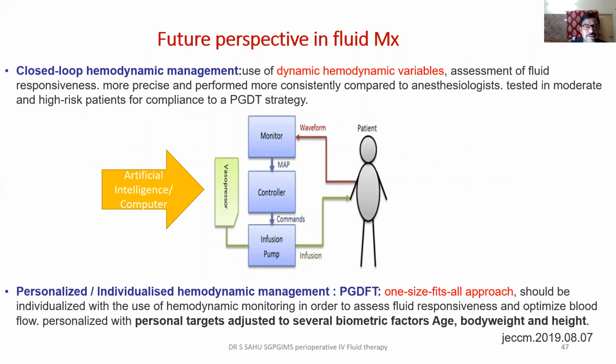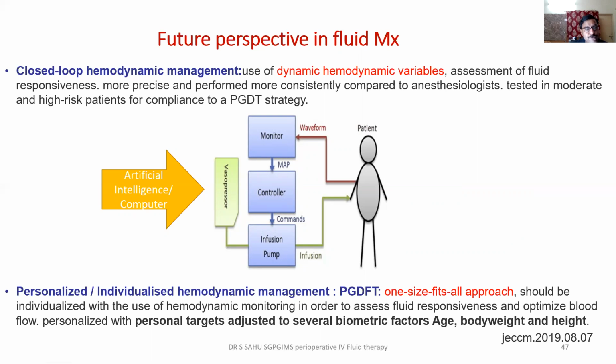The future perspective is closed-loop hemodynamic management. It means the advanced hemodynamic monitoring waveform goes into the monitor that is attached with a computer and artificial intelligence control device, and that controls the infusion pumps and vasopressor, and depending on what is needed, it gives it by itself. And it has been proven better as compared to traditional anesthetic management when people have done the study.